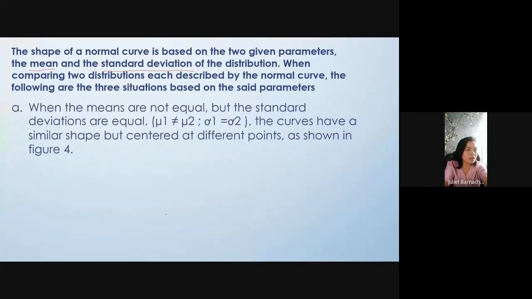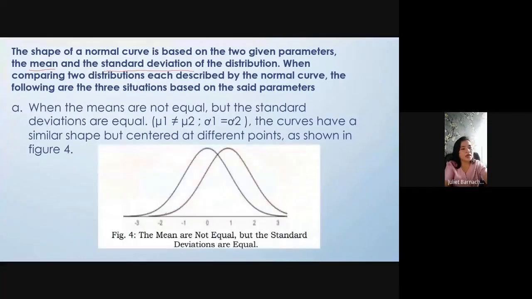Unang condition. When the means are not equal, but the standard deviations are equal. Take note that, so ito, may dalawa tayong distribution. Usually ang mean natin ay nasa 0, like this one. Tapos yung isa ay, ang mean ay 1, pero ang standard deviation nila ay parehas lang. So ibig sabihin, parehas sila ng shape, pero magkaiba sila ng distance. Yung isa, dahil 1 ang kanyang mean, nasa right side siya. Yung isang 0, ang mean ay nasa left side siya.